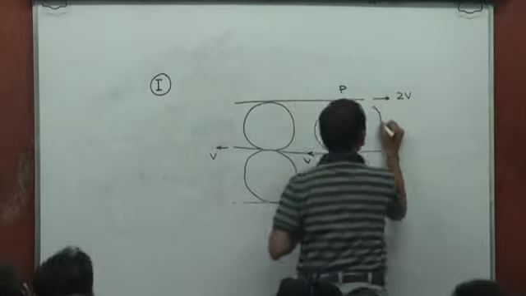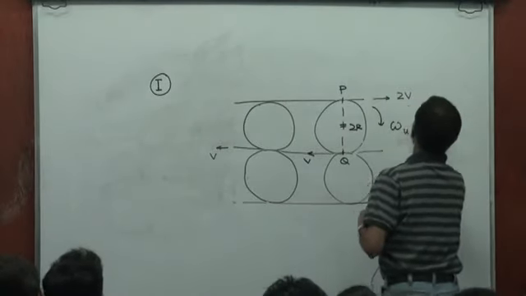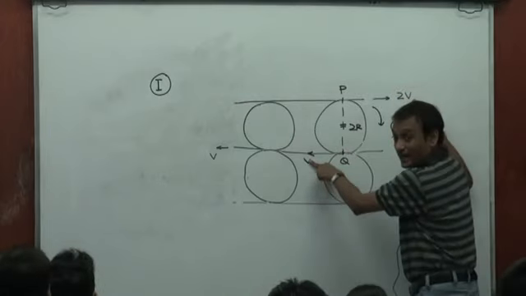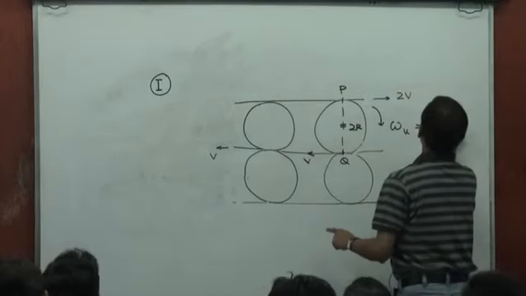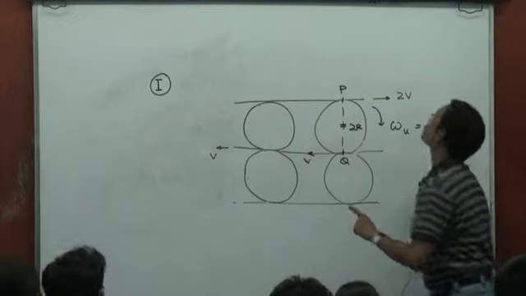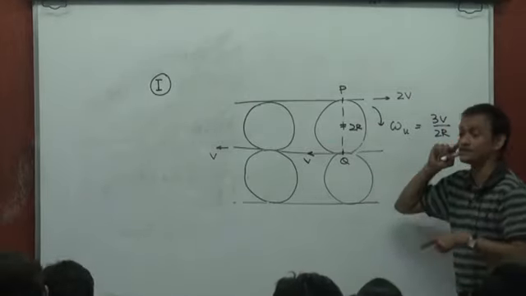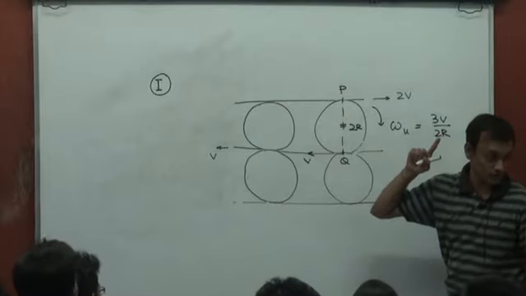So the omega of the upper one is going to be the relative velocity perpendicular to PQ, which is 3V, divided by the separation between them, which is 2R. Yes or no? 2V minus V divided by 2R. That's the omega of the upper sphere, right?